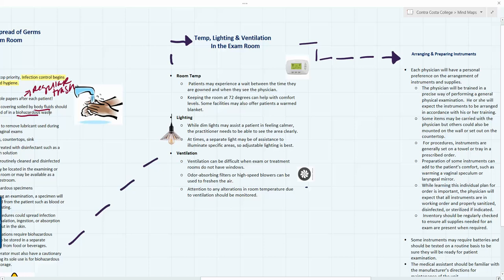And so we want to be mindful of what temperature the room is set at so that if that's the case and patients have to wait in a gown for the physician while he's finishing up with other patients, they're not sitting there in a 60-degree room freezing. So in order to do that, we keep the room at 72 degrees, and that can help with comfort levels. And some facilities may also offer patients warm blankets.